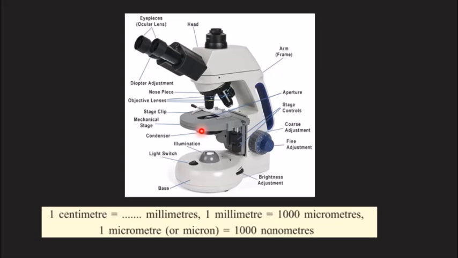Now there are various measurements. For example, 10 millimeters is 1 centimeter, and 1 centimeter is 10,000 micrometers. 1 millimeter is 1000 micrometers and 1 micrometer is 1000 nanometers. These are a few measurements used when we measure organisms. Now, why do we use a microscope to observe the cells? Because you cannot see the cells with your naked eye. You need a microscope because it magnifies them.